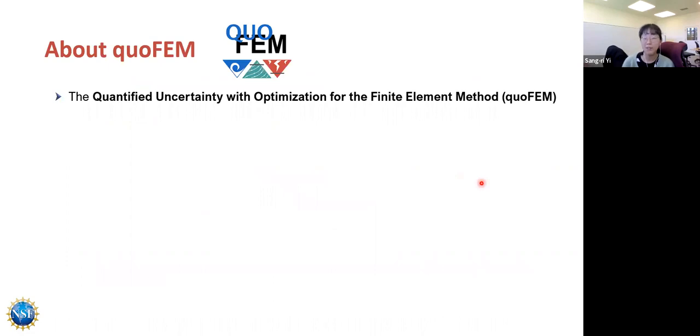Today I will present about replacing a computationally expensive simulation with a Gaussian process surrogate model. And for that, the quoFEM tool will be used, which is developed in the Sim Center. quoFEM stands for quantified uncertainty with optimization for the finite element method.